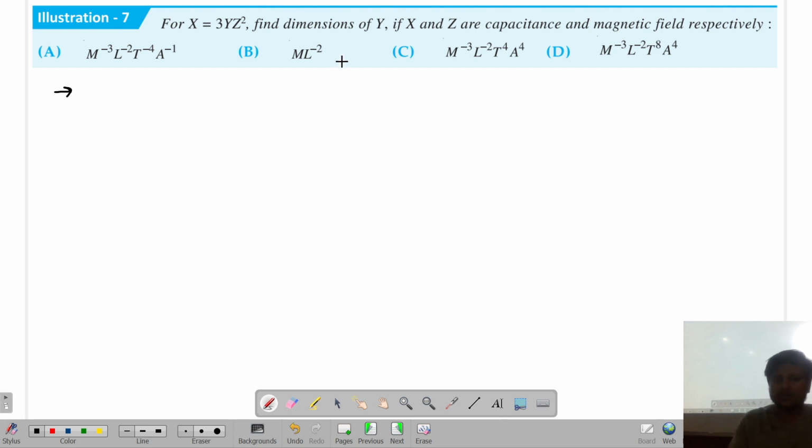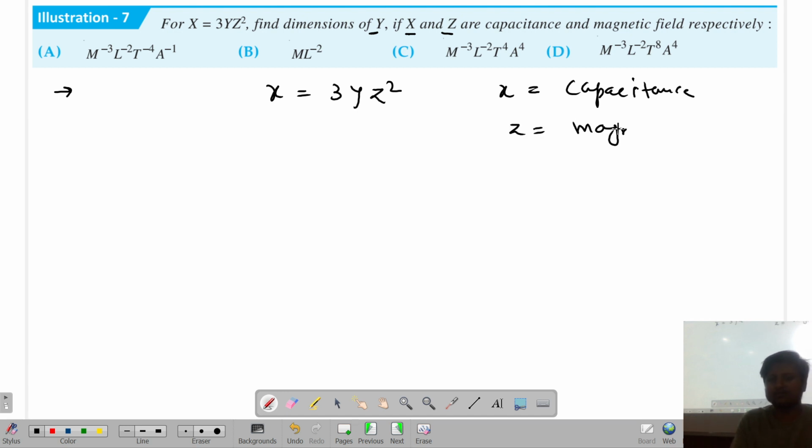Try to see this. What will be the answer? X is equal to 3yz square. Now, find the dimensions of y, if x is equal to capacitance and z is equal to magnetic field.